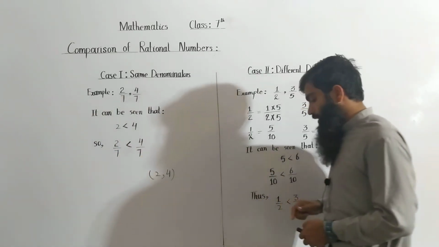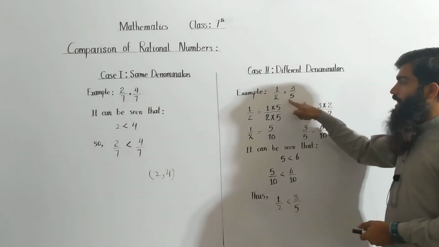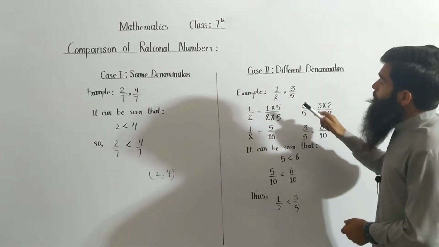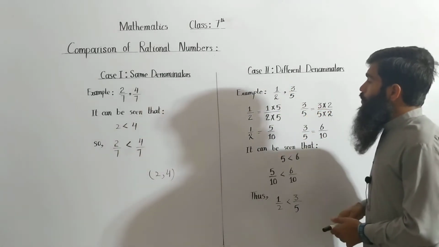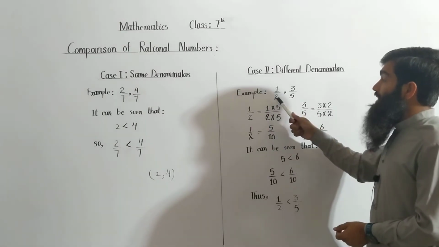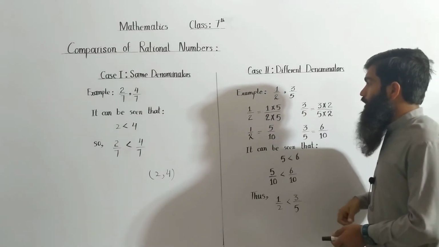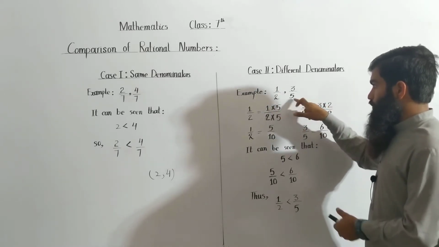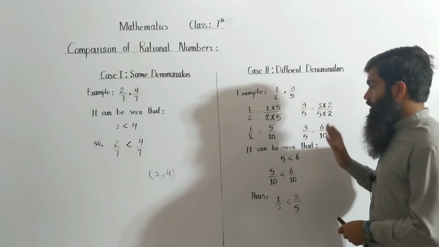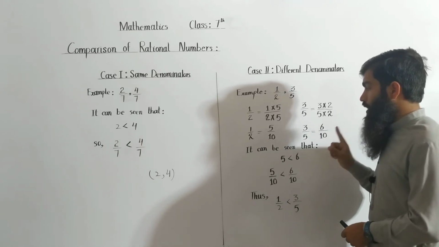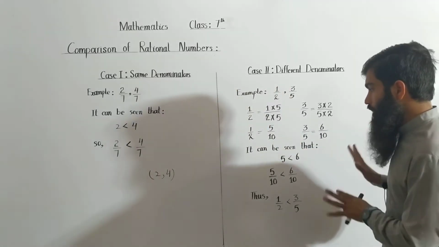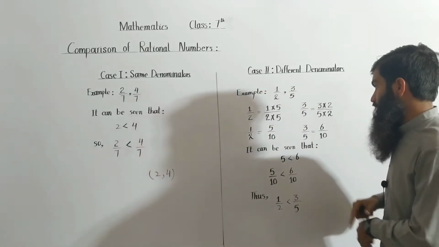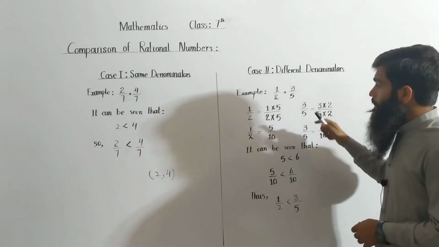Now we will see the second case, if our denominators are different. Dear students, the first step we need to do is change these denominators into the same number. We will make both denominators the same. This first step is compulsory. Then we will easily understand which fraction is greater and which is smaller.